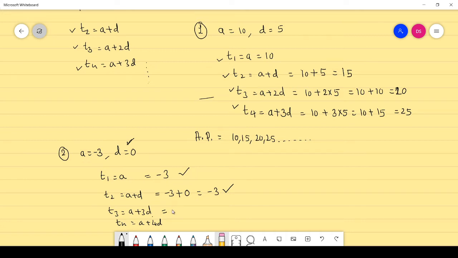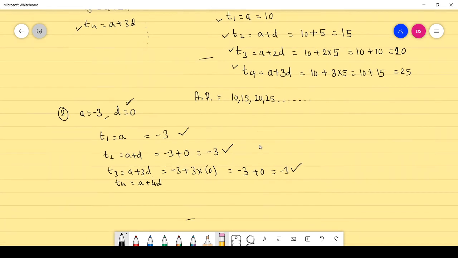A is equal to what now? Minus 3 plus 3 into d. 3 into d is equal to what? 3 into 0 is 0, so minus 3 plus 0 is equal to minus 3. Now the third term is also equal to minus 3. Similarly, you will get the value of t4 also.